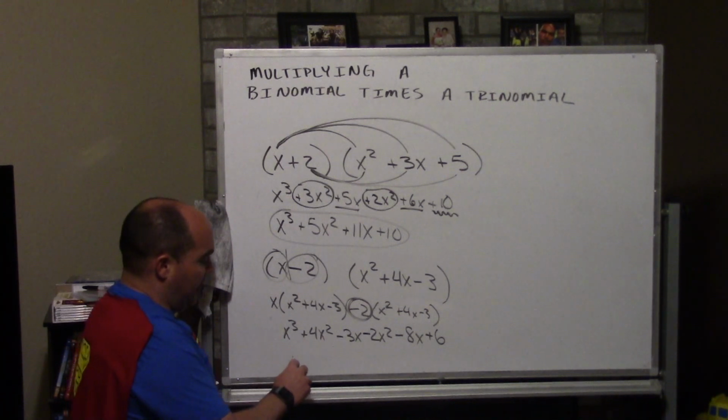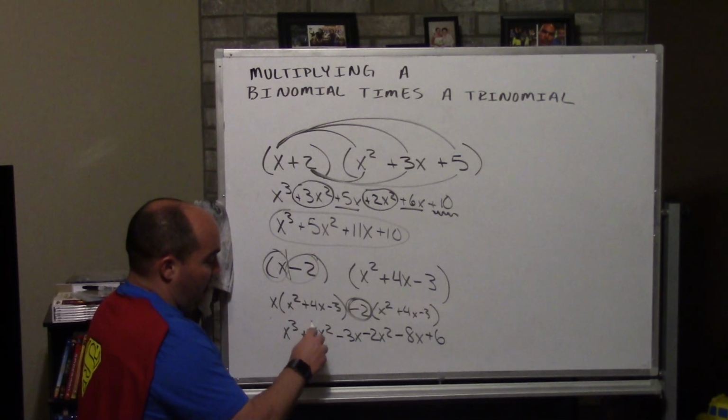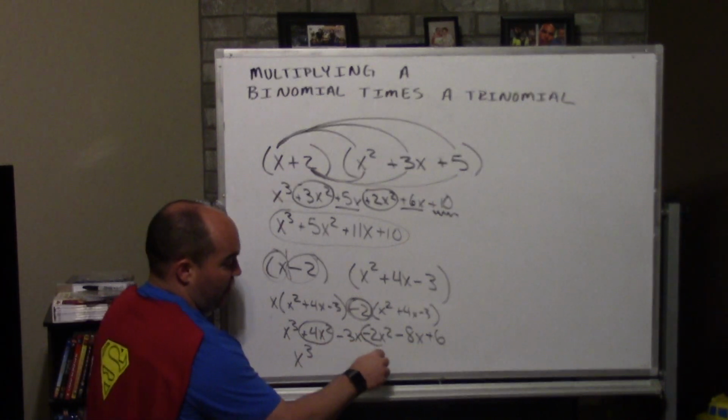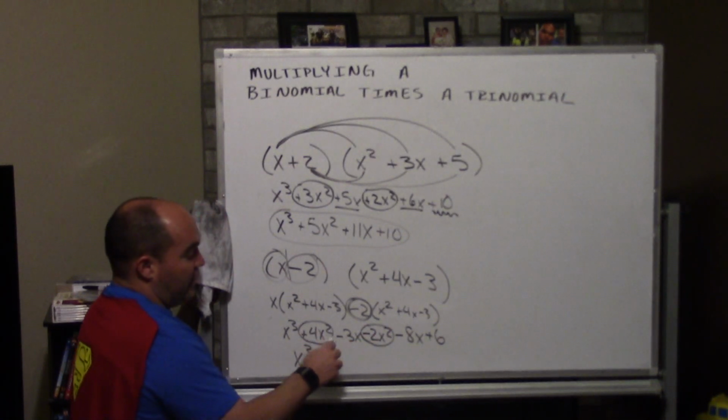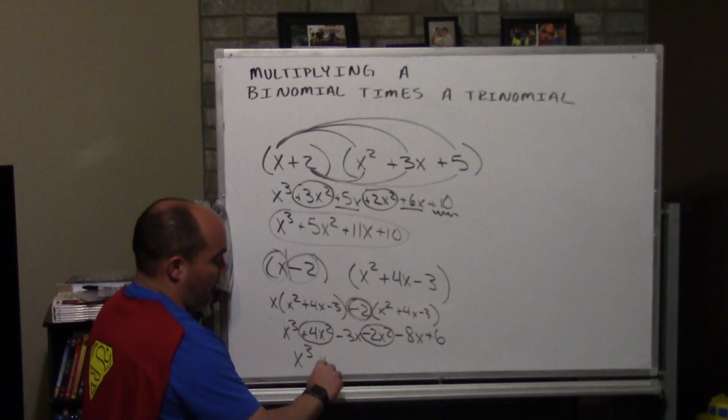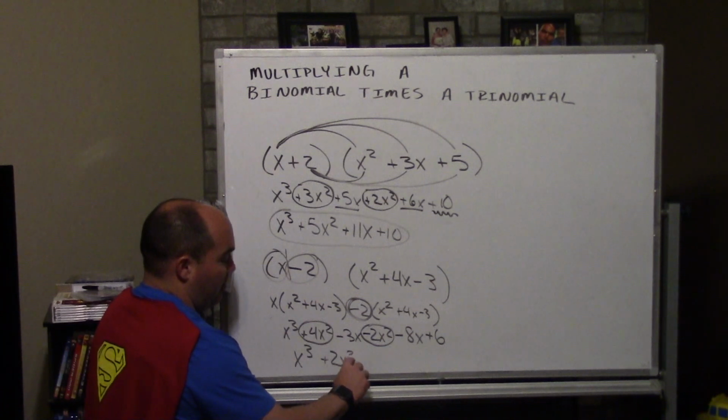So I'm going to start with the x cubed. Now I've got a 4x squared. I'm looking for any other x squareds. So 4x squared and minus 2x squared. So 4 minus 2 is 2. So that is 2x squared.